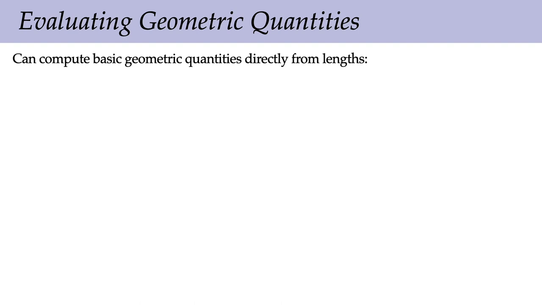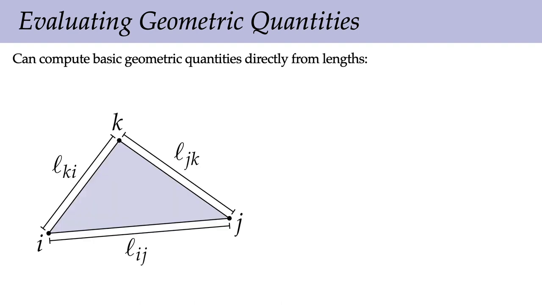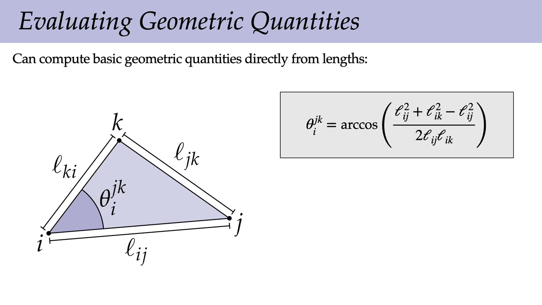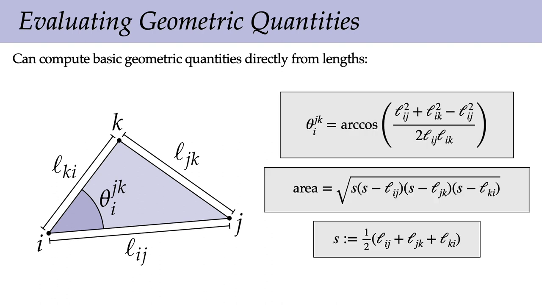Okay. One thing you might wonder is, wait a minute, how do I get other quantities? If all I know is lengths, how do I get other useful information about the surface? Well, we just use standard formulas from Euclidean geometry. So if I have these three lengths, I can compute the angle using the law of cosines, I can use Heron's formula to get the area, and so on and so forth.